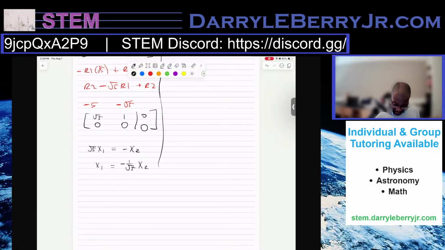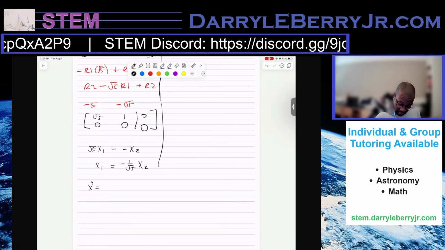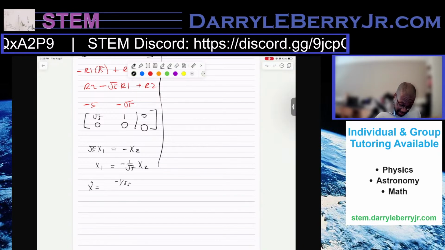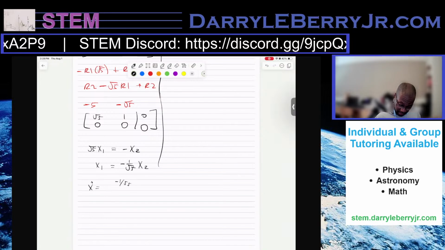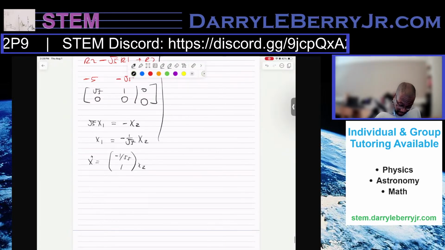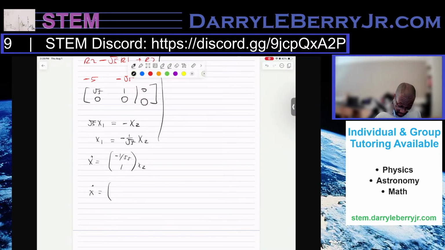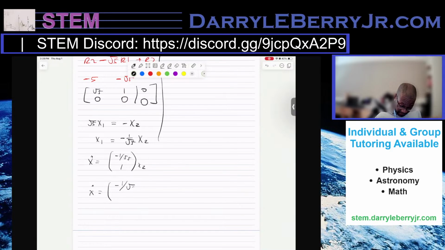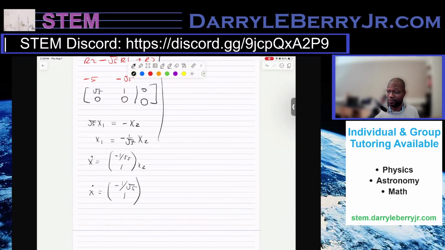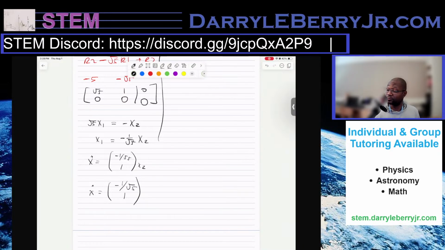So that's my x value. And okay, no, it's still going to be complicated. So I could just say x equals negative 1 over square root of 5, 1 times x2. So I can say x equals, if I let x2 equals 1, negative 1 over square root of 5, 1. So that's my first eigenvector. Any questions on this process so far?